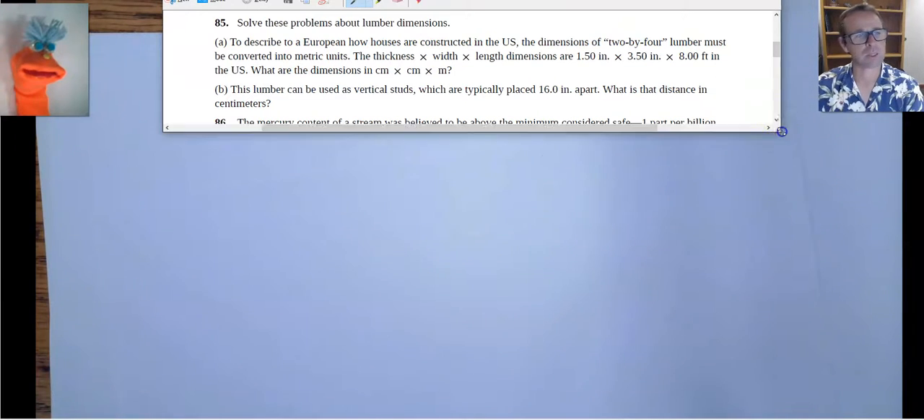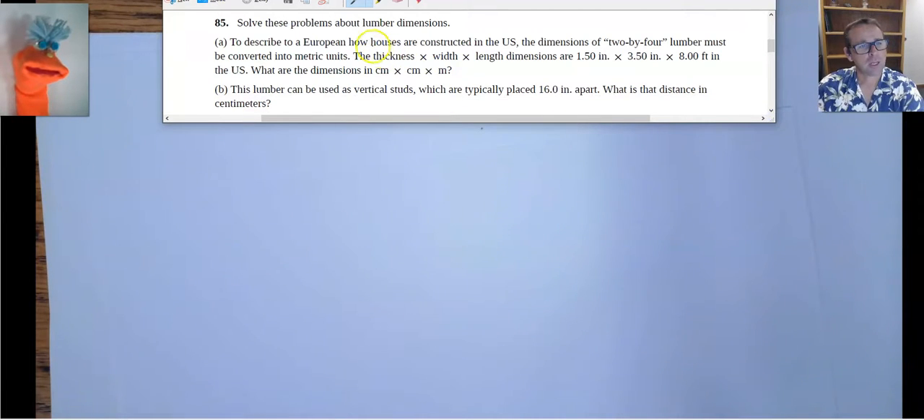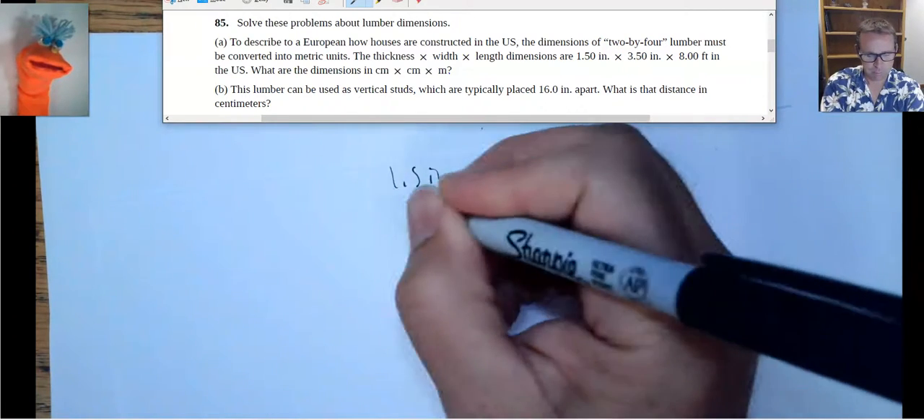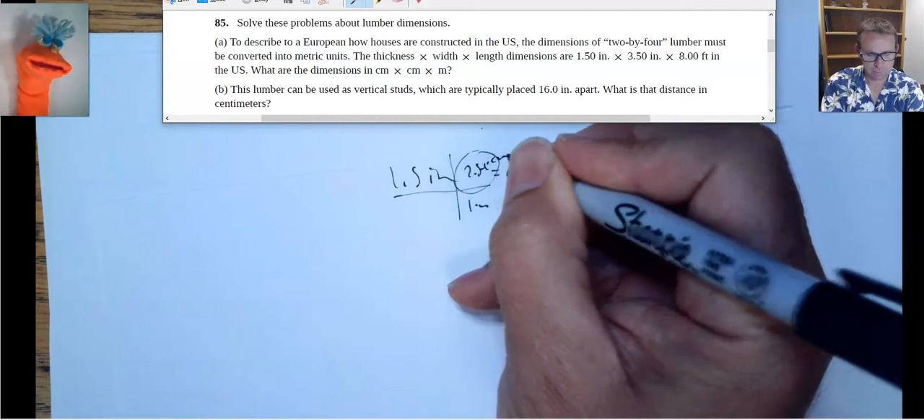Okay, so now we're going to solve number 85 here. It's a lumber problem. 2x4 must be converted into metric units. The thickness, width, and length dimensions are 1.5, 3.5, and 8 feet in inches in the US. What are these dimensions in centimeters, centimeters, and meters? How fun. 1.5 inches to centimeters. That's easy. 1 inch, 2.54 centimeters. Right?